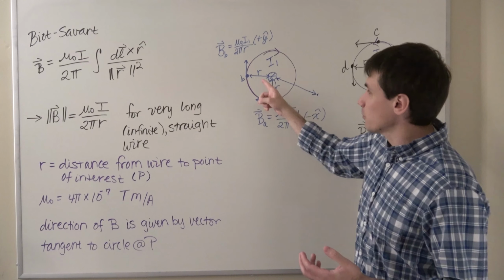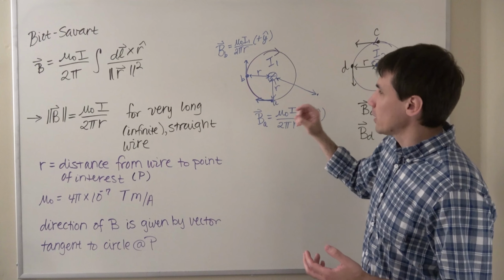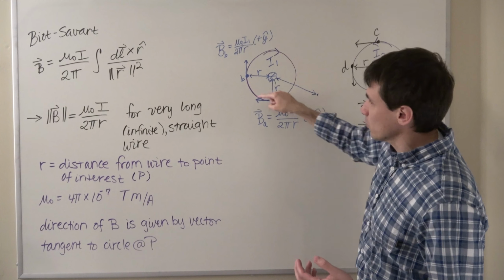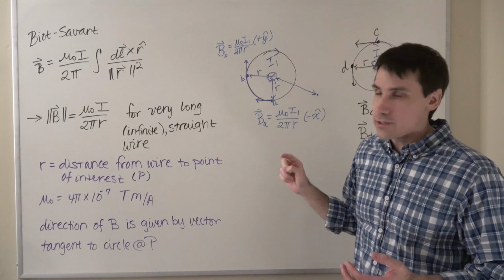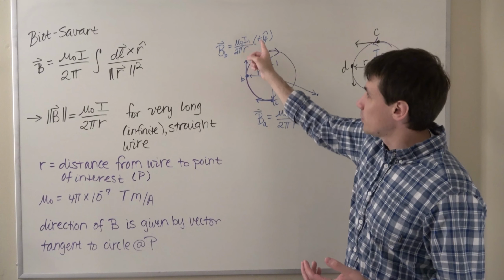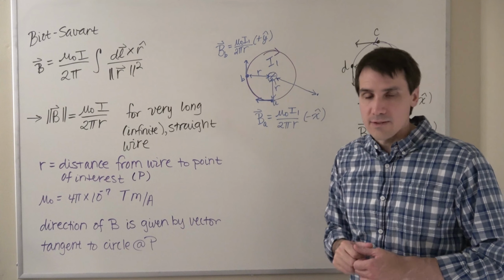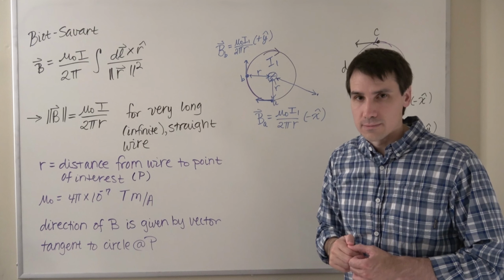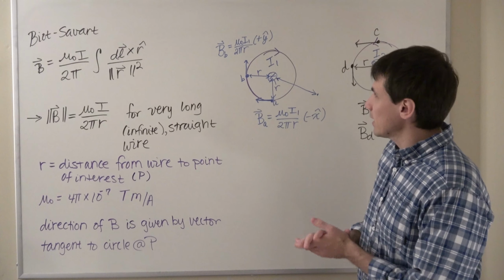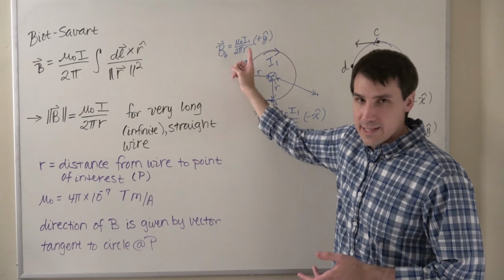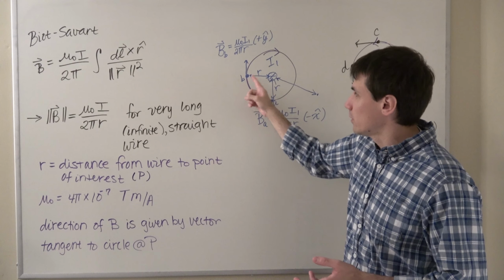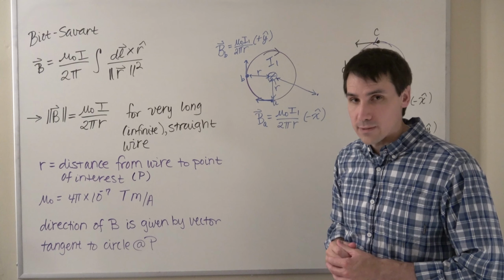Okay, we could pick another point, point B here. Well, I'm on the same circle, so my radius has not changed. So my magnetic field is mu naught I1 over 2 pi r in the positive y hat direction. Why the positive y hat? Well, that is the direction of the tangent vector to the circle at that point.